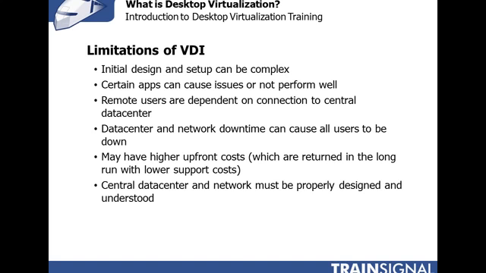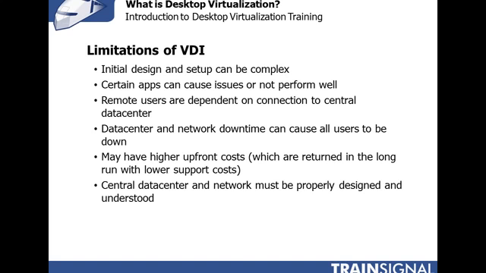Another limitation of VDI is that remote users are now suddenly dependent on a connection to a central data center. So let's say that you have 2,000 remote offices, all connected by a wide area network to a central data center. If that's where all the virtual desktops are running, and if your WAN link goes down to the 2,000 remote offices, suddenly they have no desktops at all. So keep this in mind when you're designing.